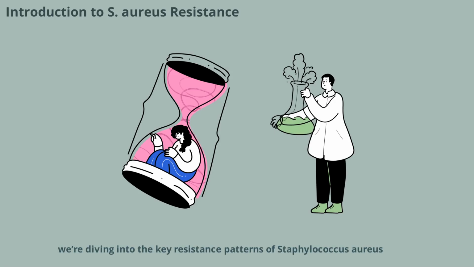Welcome. Today, we're diving into the key resistance patterns of Staphylococcus aureus, a major cause of infections in healthcare and the community. Understanding these patterns, MSSA, MRSA, VISA, and LRSA, is crucial for both clinicians and students. We'll break down what each abbreviation means, how resistance develops, and the main treatment strategies.